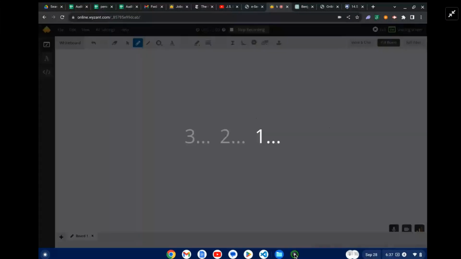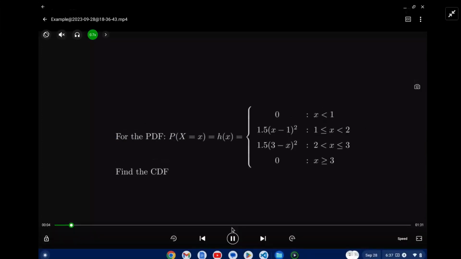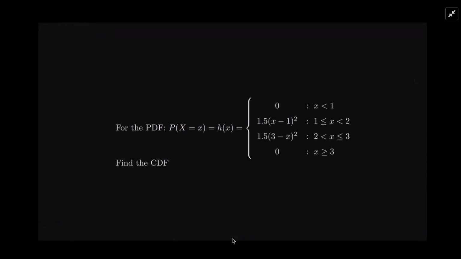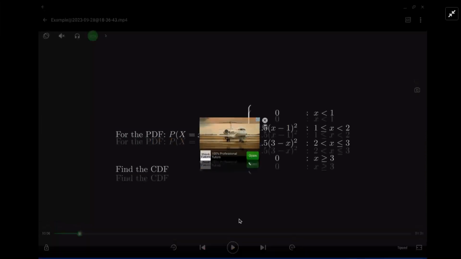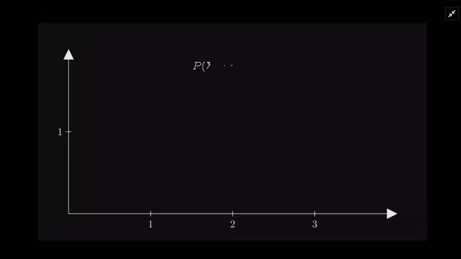All right, let's take a look at our problem. We have a PDF given as a piecewise function, and we want to find the CDF. Let's take a look at what our function looks like. It's very good to get an illustration, and it really helps to get us thinking.